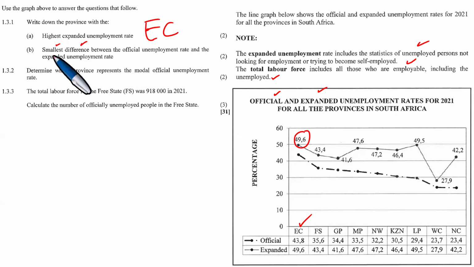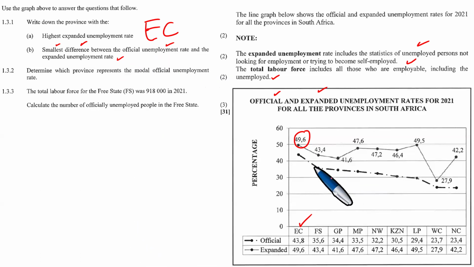So in this question, they're saying the smallest difference between the official unemployment rate and the expanded unemployment rate. Are we calculating for the Eastern Cape or any other province? Any other province. We're not really focusing on the Eastern Cape, because the answer to part A was Eastern Cape. In part B we are looking at any other province here.